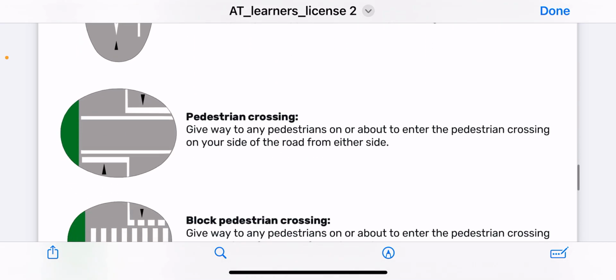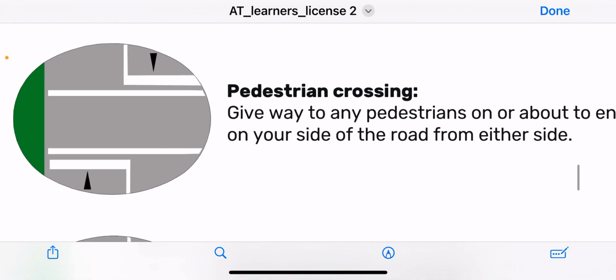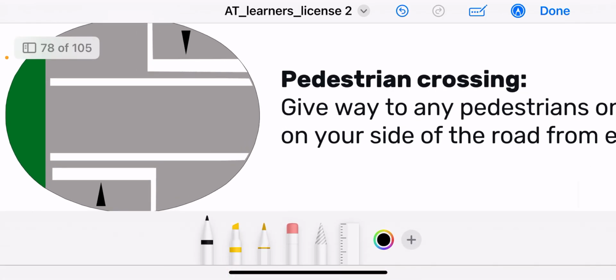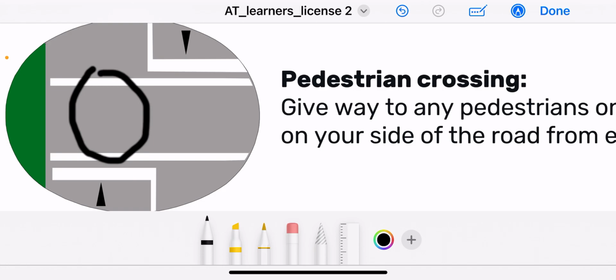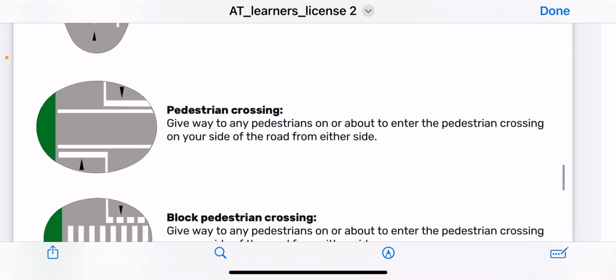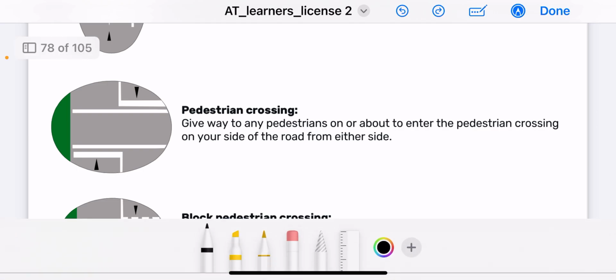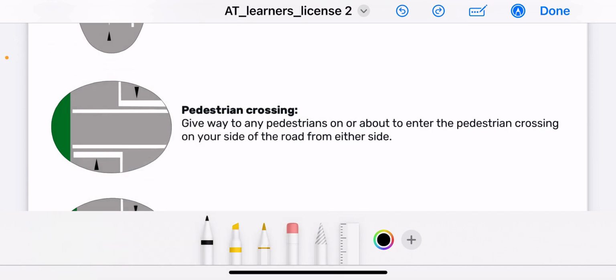Okay, moving on to the third one, the pedestrian crossing. What is the function of a pedestrian crossing? It is to give way to any pedestrians on or about to enter the pedestrian crossing on your side of the road from either side. If you are a pedestrian, you'll be walking between these lines. That is the pedestrian crossing lines.